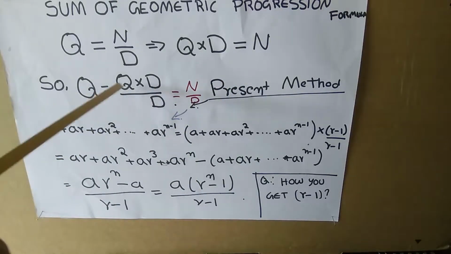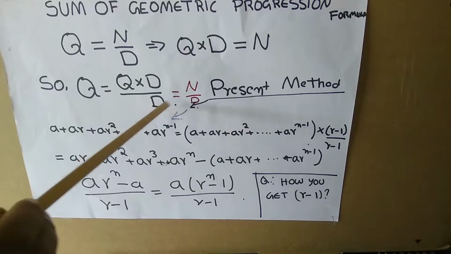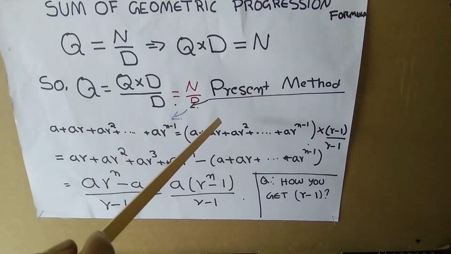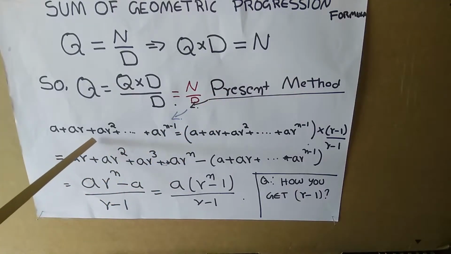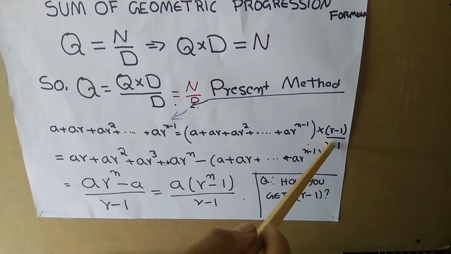So question will be equal to question into denominator divided by denominator, so numerator divided by denominator. This is the answer. So in the present method, the question is taken and it is multiplied and divided by r minus 1.